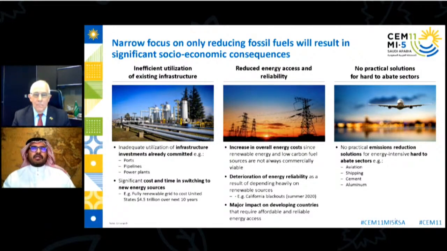And the final one is the major impact on developing countries that require affordable and reliable energy access, as well as the lack of practical solutions for hard to abate sectors like aviation, shipping, industry, and so on. Can we go to the next slide?